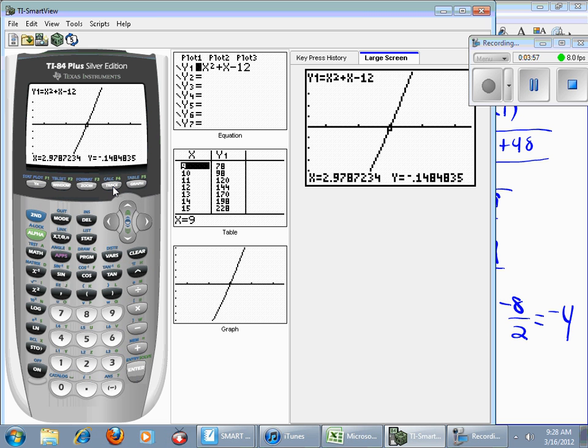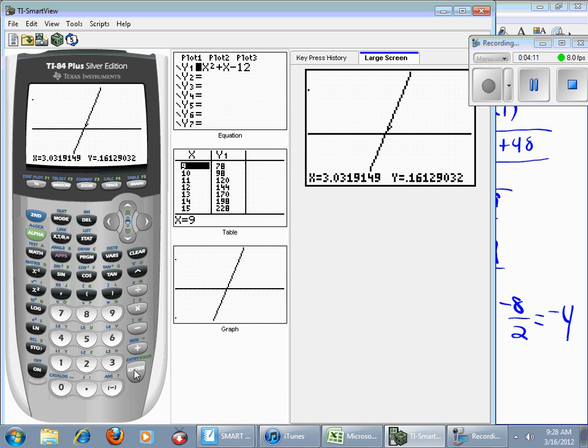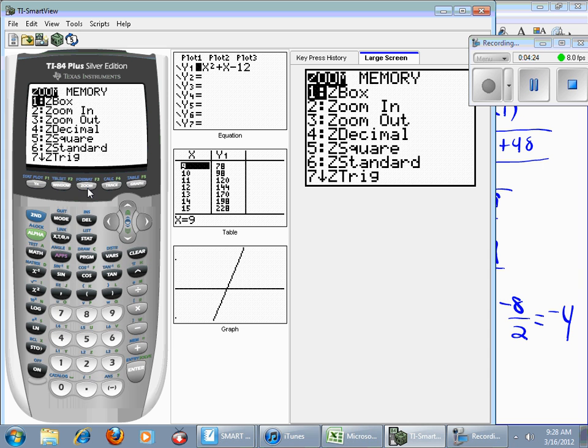Okay, trace. I'm actually just a teeny bit below. Oh, now I'm a teeny bit above. Let me zoom in again. I want to show you something pretty cool here. I'll zoom in right there. I'll hit trace. Oh, look at that. 2.99. That's pretty darn close to 3, isn't it? Let's see if I can get it to be 3 on the nose. I think I can.